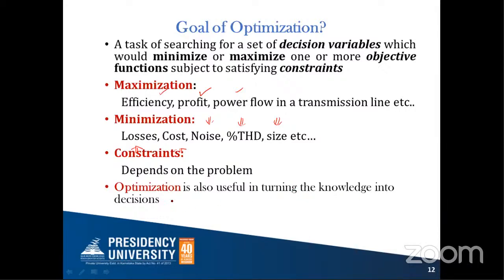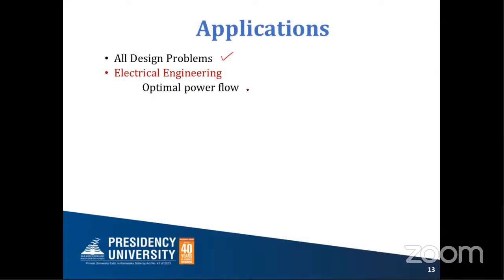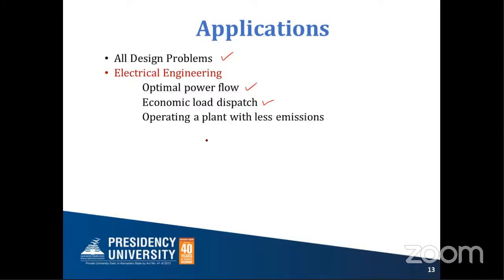So that means there are several applications. Let me tell you applications here. All design problems, we are using this one. Let us say in electrical engineering problems, optimal power flow, where these algorithms will be used. Economic dispatch, load dispatch problems, these algorithms are widely used. Operating a plant with less CO2 emissions, in order to find a feasible solution, the algorithms will be used. The placement of optimal capacitor banks and the MPPT algorithm.